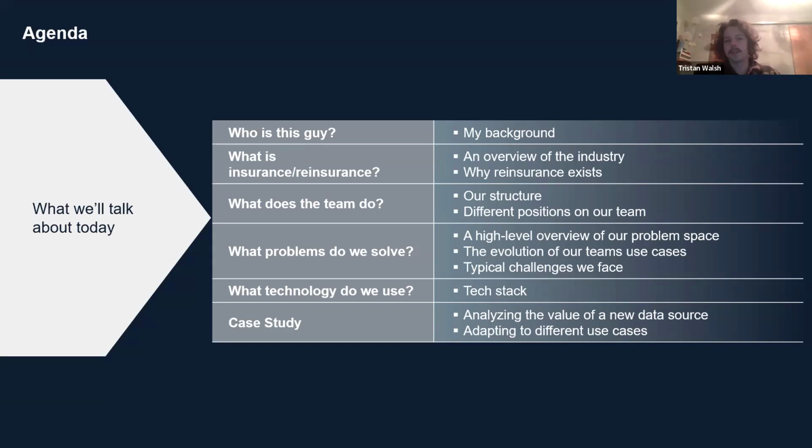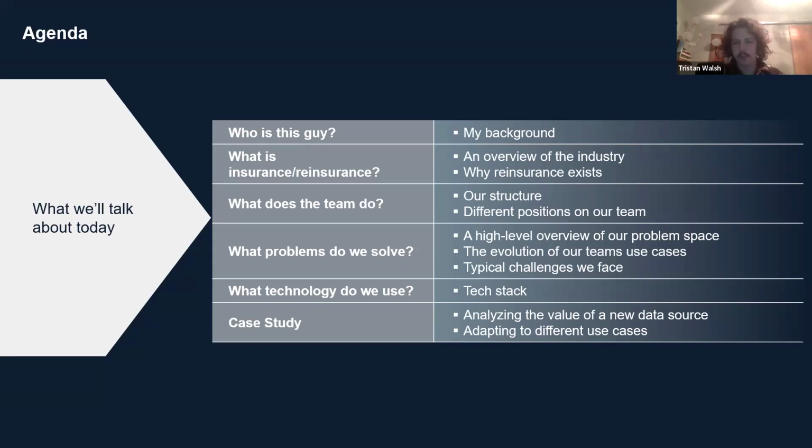I'm going to talk through the problems that we solve. Building off of that intro to insurance and reinsurance, I'll talk about some of the problems the industry is facing, where it's going, and how data science fits into those problems and attempts to solve them, along with some of the challenges we face there. Then I'll talk about the technology that we use day-to-day, and then we'll probably stop there, pause for questions, take a short break, and then go into a case study.